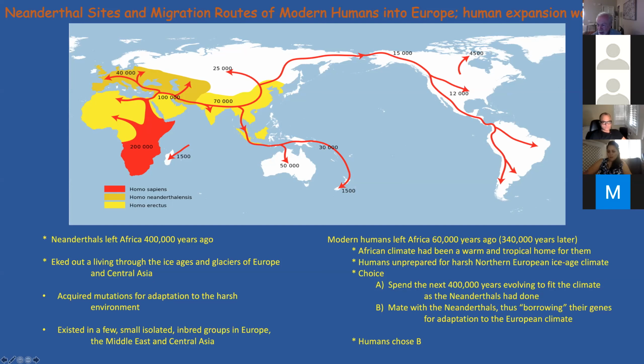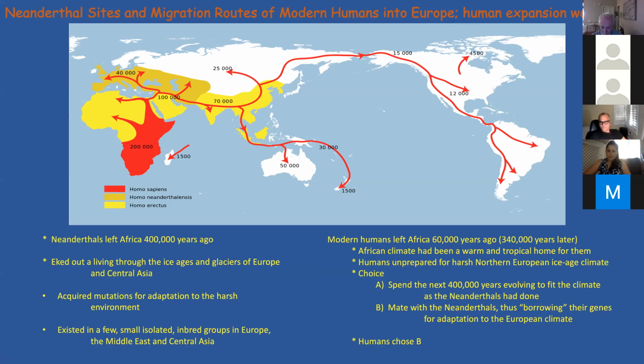Now contrast that to Homo sapiens, humans. Modern humans left Africa about 60,000 years ago. So that's 340,000 years after Neanderthals did it. So that's a big time gap. Now, the African climate had been warm in equatorial Africa, a tropical home for Homo sapiens, and they were unprepared for the harsh environment of Northern Europe, just as the Neanderthals had been.